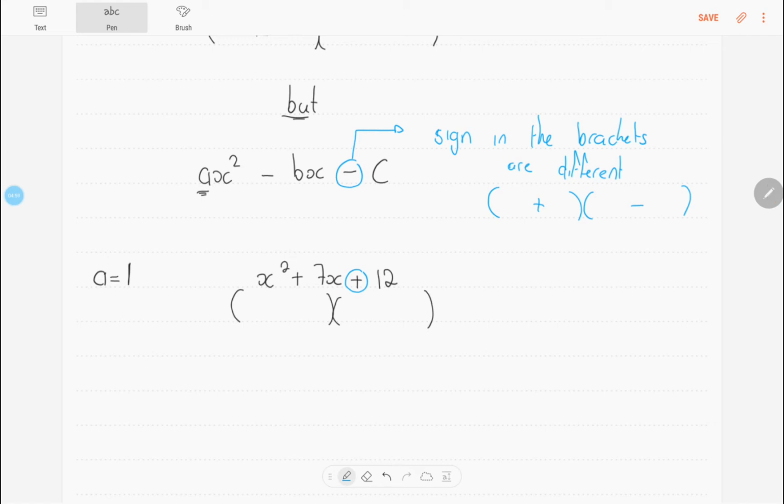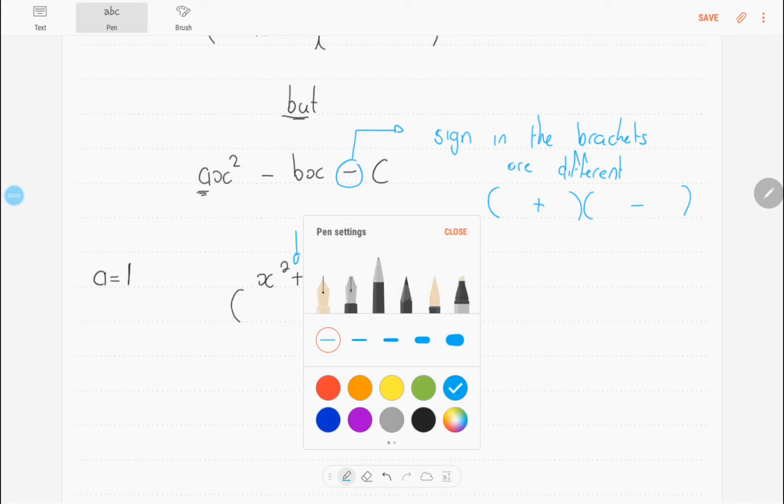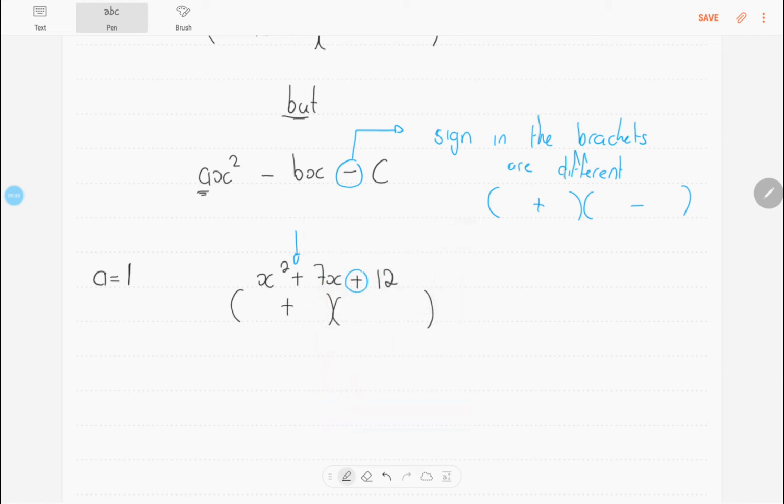Cool beans. And then we look to this guy to tell us what those signs are going to be. So we know it's going to be a positive and a positive. Okay, cool. When we're doing this simple form of a trinomial, we can put in our x's straight away. Okay, so now we need to find these values here.